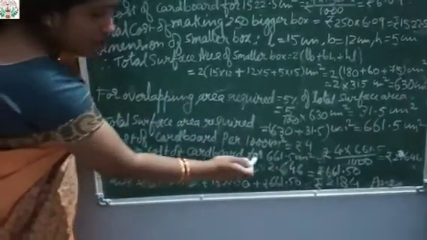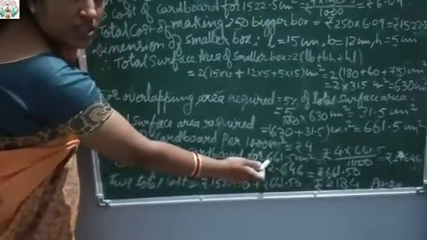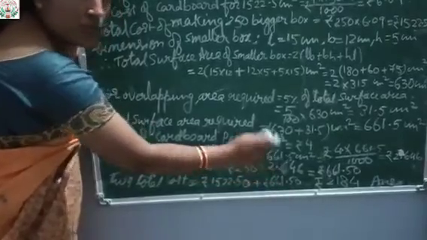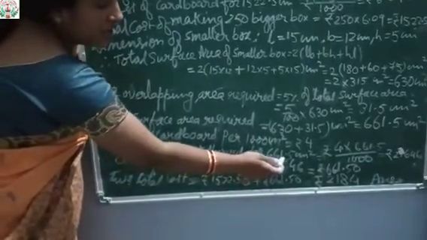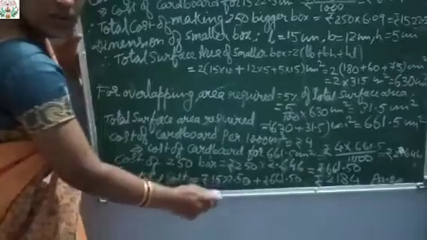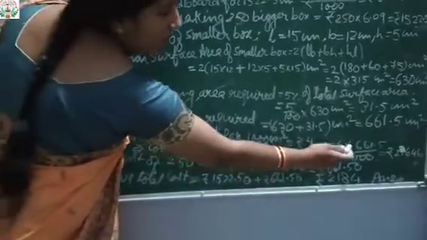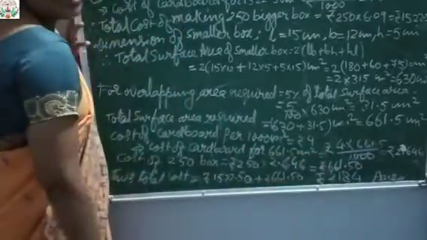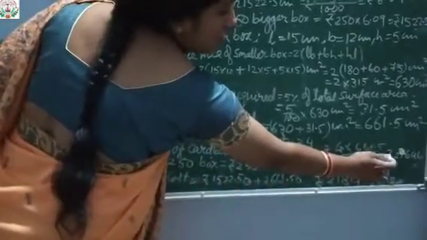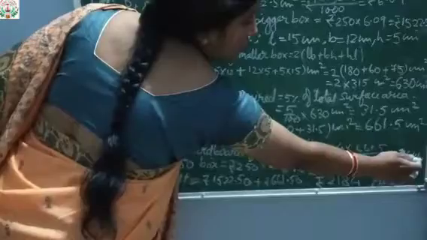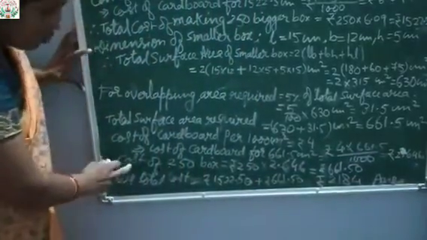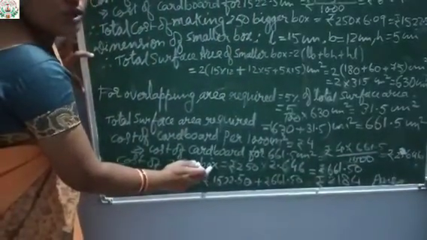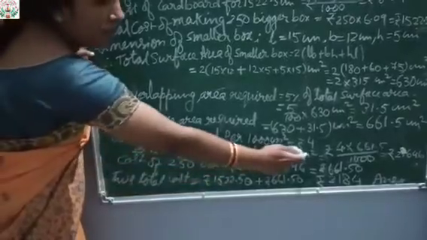Now how much area do we have now? That is, the total surface area is 661.5 cm square for the smaller box. So that is equal to rupees 4 into 661.5 upon 1000, which gives rupees 2.646. So now the cost of 250 boxes will be how much? This is only for one box.